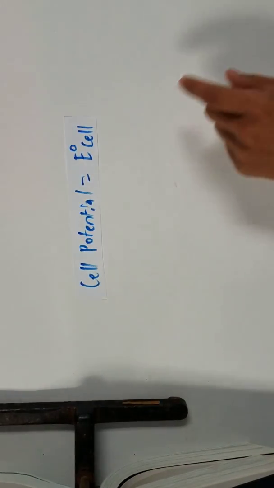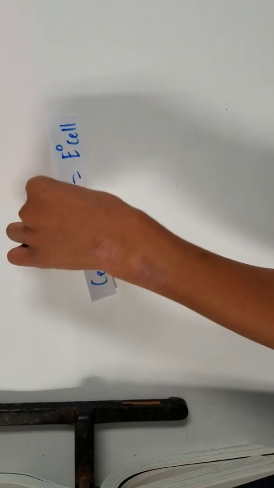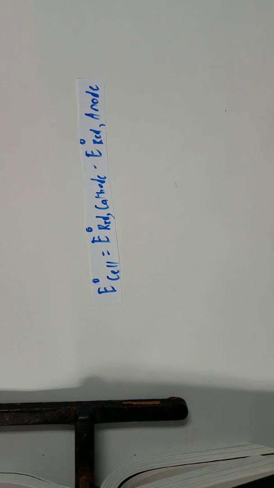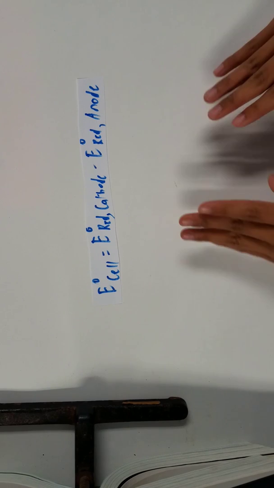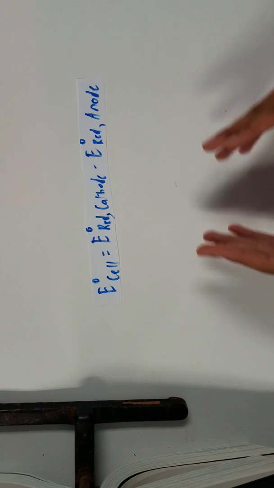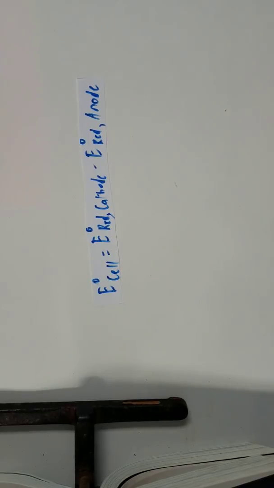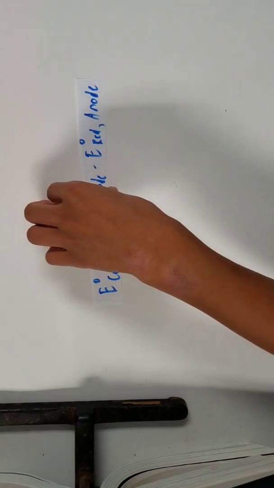Okay, question 2. How are you going to find the cell potential? Well, the cell potential is E of the cell. In order to find E of the cell, you have to do E of the reduction at the cathode minus E of the reduction at the anode. So, in order to find that, we have to use a reduction or oxidation table, which apparently I don't have, in order to find the reduction potentials of these half equations.